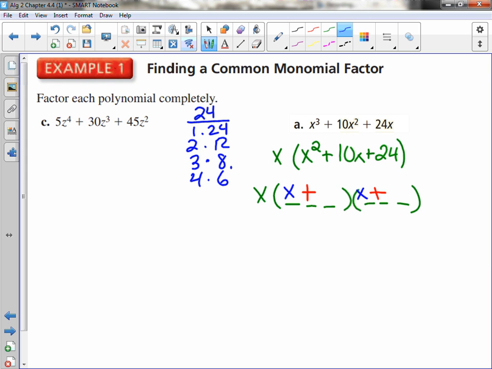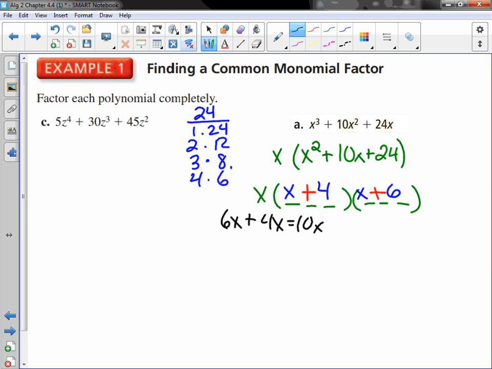Now, looking at these here, which one do we want to try first? 4 and 6. x times 6 would be 6x. 4 times x would be 4x, which gives us 10x. That's what we wanted.